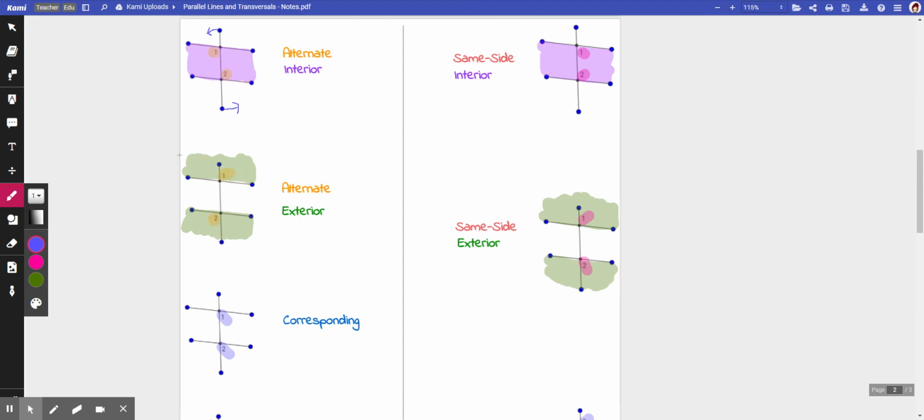Same goes for these guys. If I tilt that transversal, these two angles will get bigger or smaller. Corresponding angles, same thing. If I tilt that transversal, they'll both get bigger or smaller. This is the opposite effect. If I tilt the transversal, this one's going to get bigger and this one's going to get smaller. So they maintain the same sum, they stay supplementary.